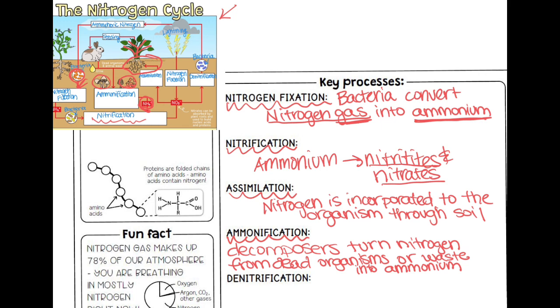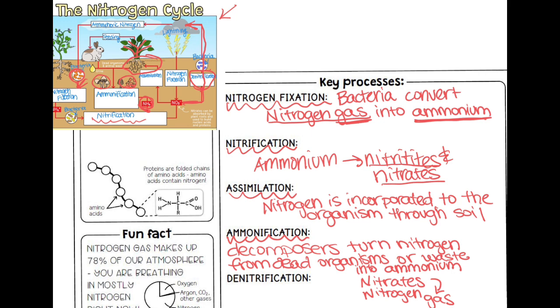Then we have denitrification. And this is when we have nitrates that are turned back into nitrogen gas. All right, so here's denitrification. And this happens with bacteria as well. So denitrification, we have these nitrates right here. They're being denitrified by bacteria and they go back up into the atmosphere where they can cycle through all over again.